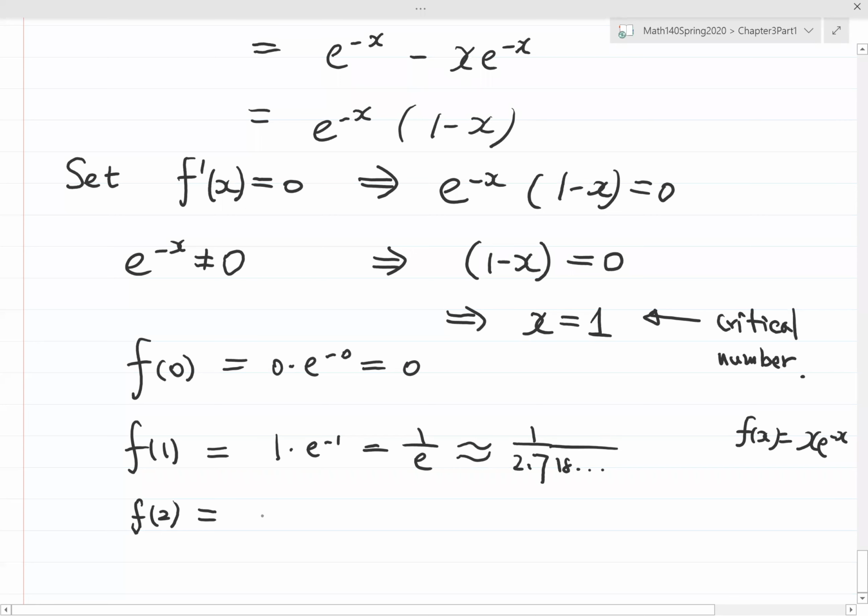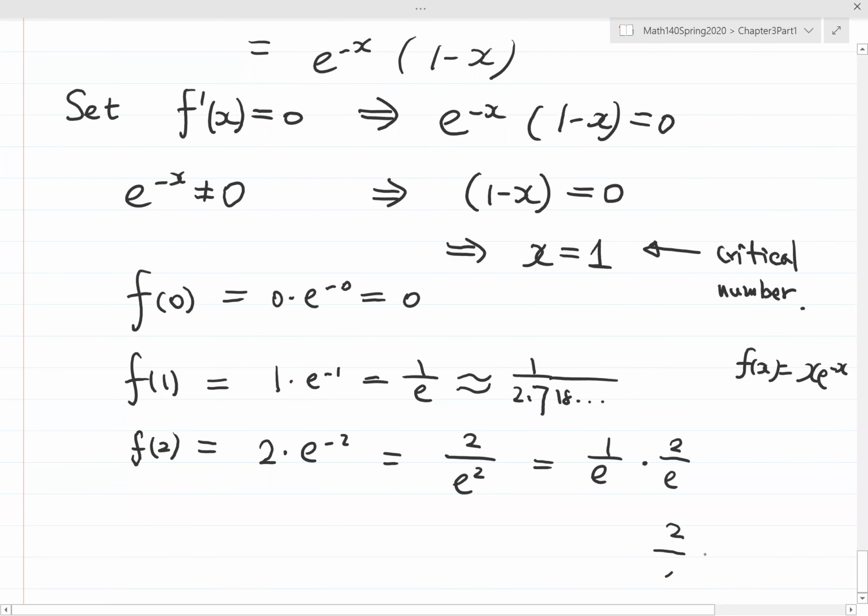So f(2) is actually 2 times e to the negative 2, so we get 2 over e squared. Now how do we compare? This 2 over e squared you can write as 1 over e times 2 over e. And you see 2 over e is less than 1, because e is greater than 2. So this is less than 1 over e.